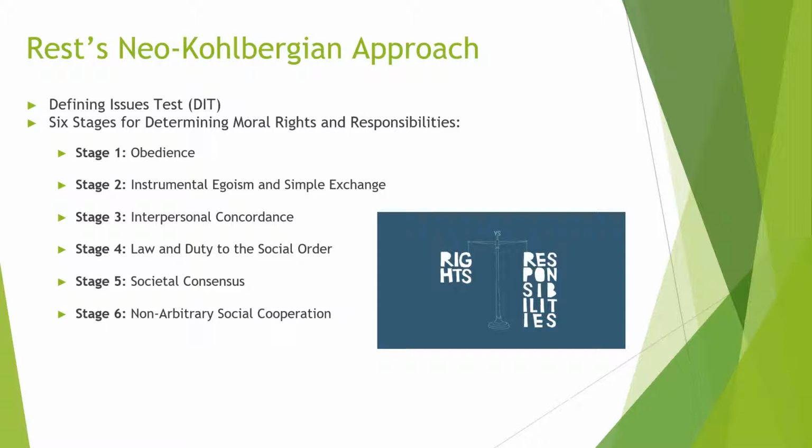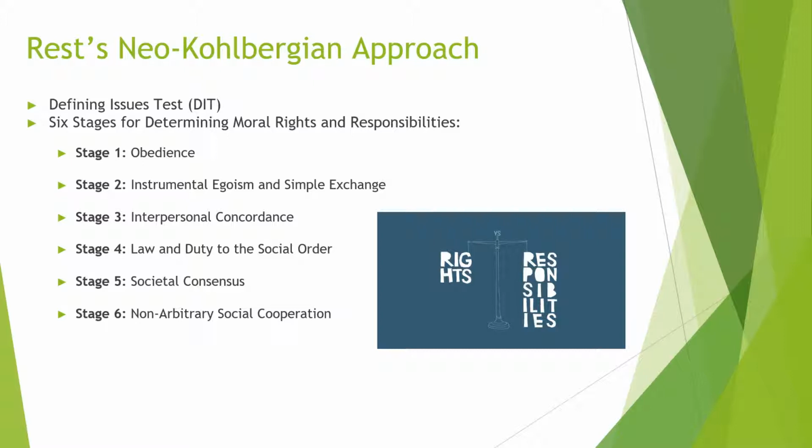So now, Rest actually borrowed ideas from Kohlberg's 6 stages. Rest had 6 central concepts for determining moral rights and responsibilities, yet he still calls them stages. As I read through each stage of Rest's central concepts, think about the similarities and differences you see with his concepts and Kohlberg's 6 stages.